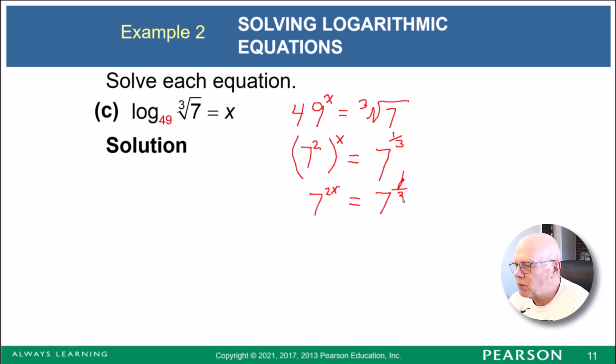Cursor's giving me trouble. Okay, now it's one to one, so if we have the same base, we must have the same exponent. So the 2x equals 1/3. And then divide by 2, x is 1/6. And then you can check it out.